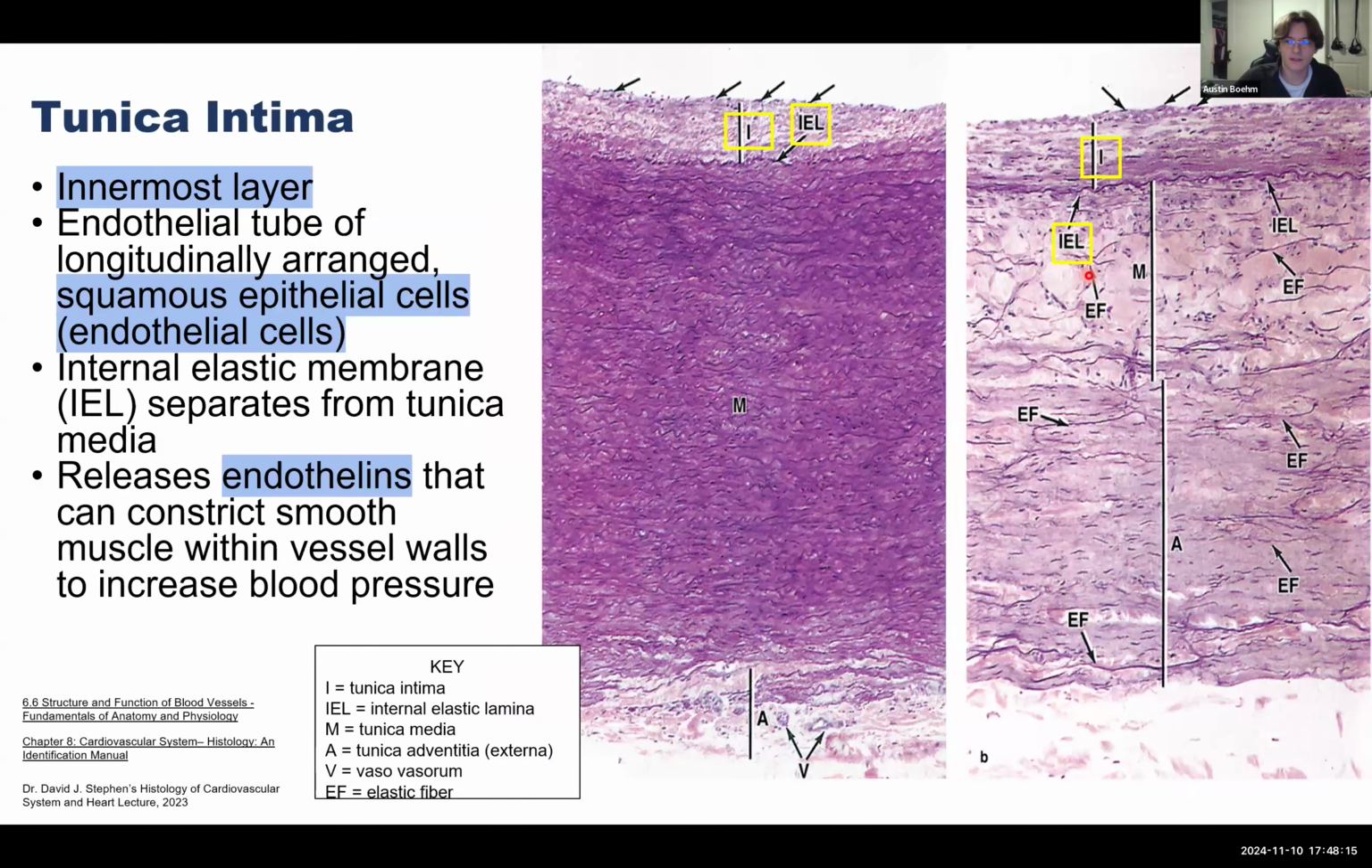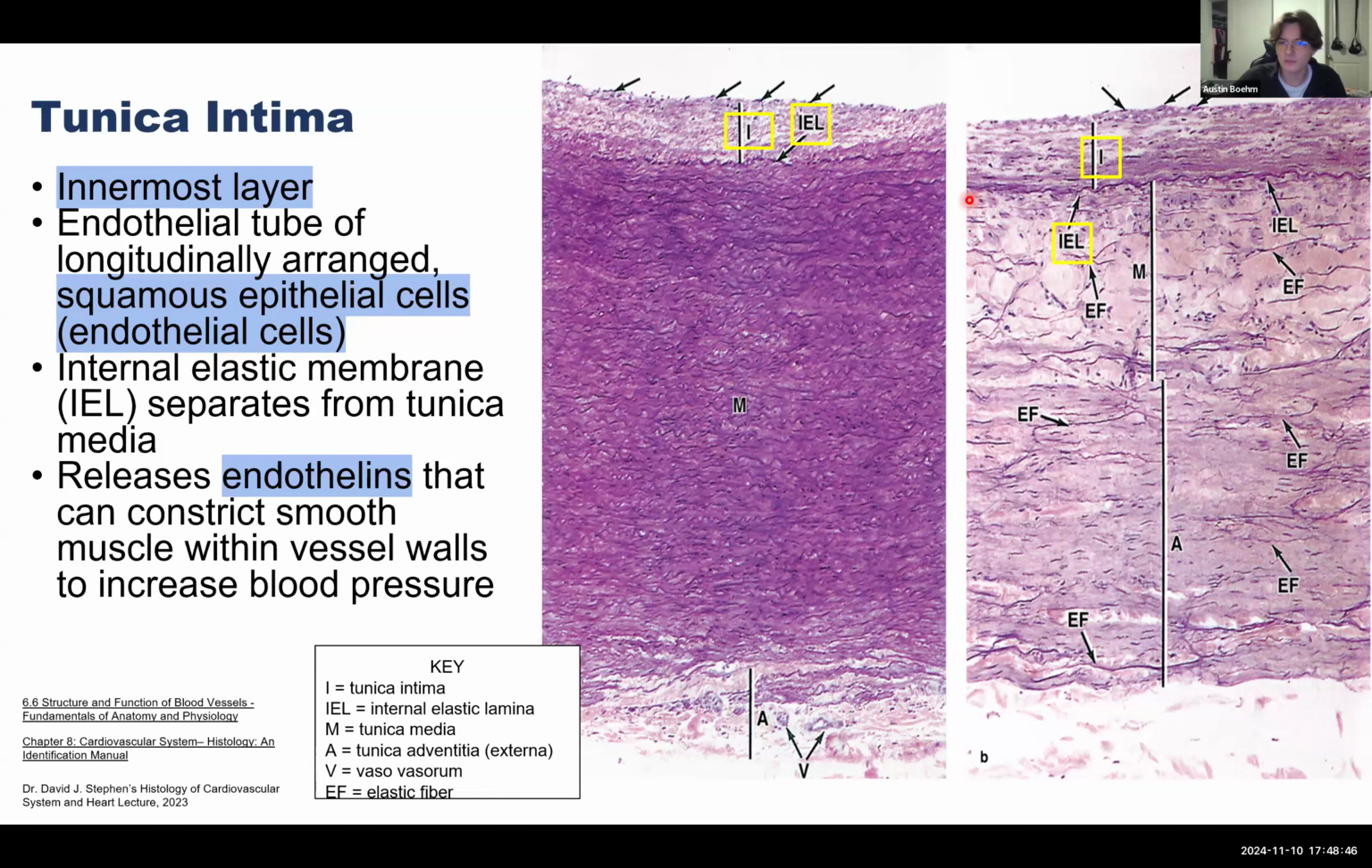Now, here on the left and then on the right are two pictures of vessels. The left side is going to be an artery, and the right side is going to be a vein. So the tunica intima is up here, this more superficial layer. And that is a series of squamous epithelial cells, those endothelial cells that are the same ones that are lining the endocardium inside the heart. It has an internal elastic membrane here that separates it from the next layer down.